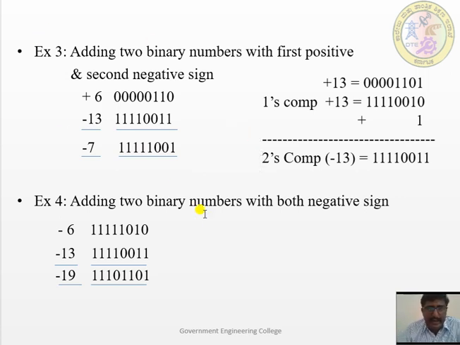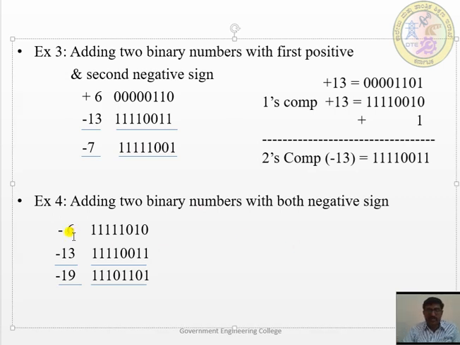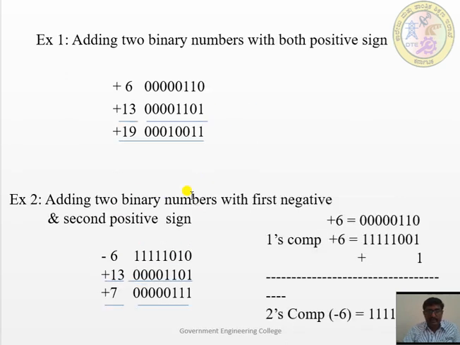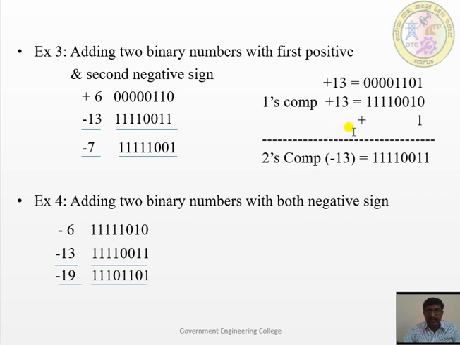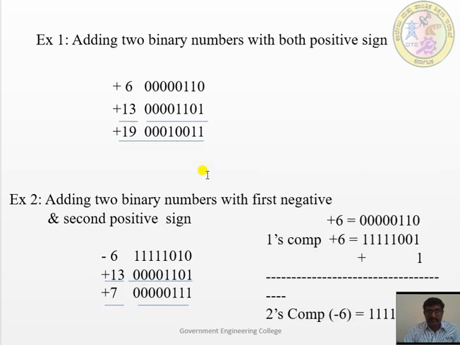Okay, next, adding two binary numbers with both negative signs, minus 6 as well as minus 13. The minus 6 value is already known in the 2's complement method, and minus 13 in this method, and when I add them up we will get minus 19. So it is the direct normal addition. Okay, so how do we write the 19 value? That is 16 plus 2 plus 1. So its value will be 0 0 0 1 0 0 1 1.